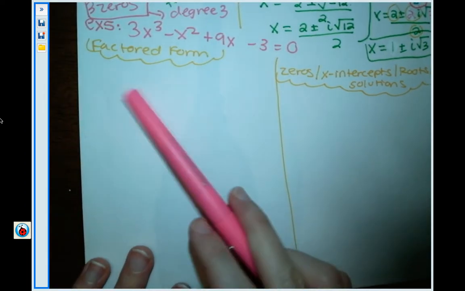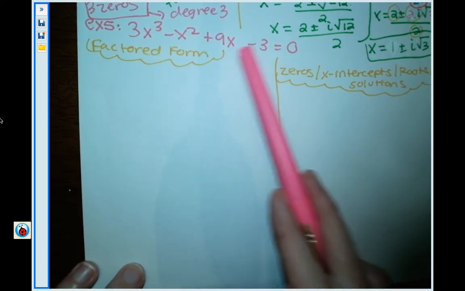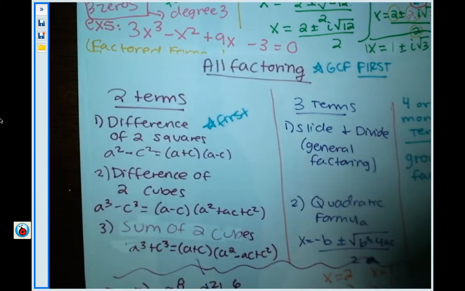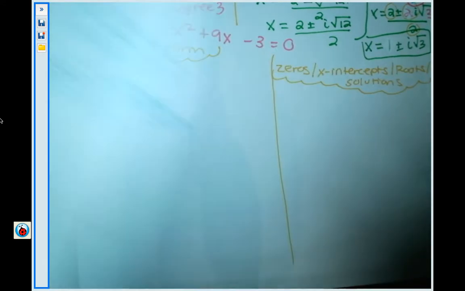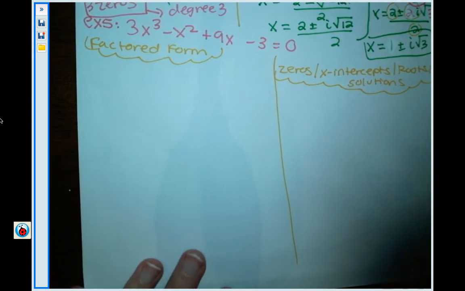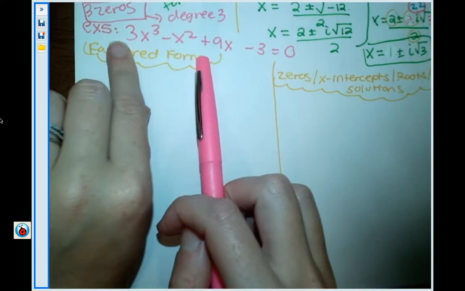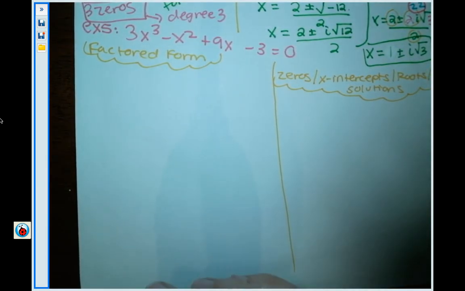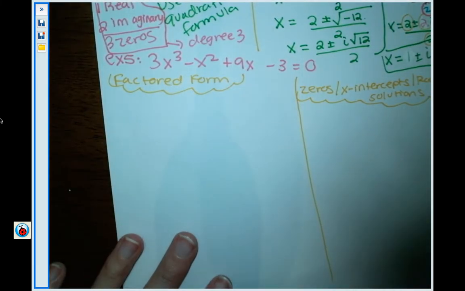But before we get there, first we need to factor this, which this time has 1, 2, 3, and 4 terms. If we look at our chart, with 4 or more terms, the factoring technique we have to use is group factoring. Remember, when we have 4 terms, with group factoring we group the first 2 terms together and the last 2 terms together, always, no matter what. So I'm going to group my 3x cubed and my negative x squared together.